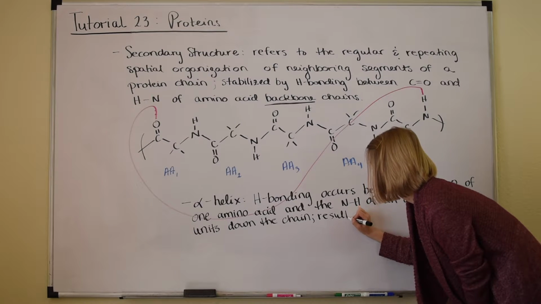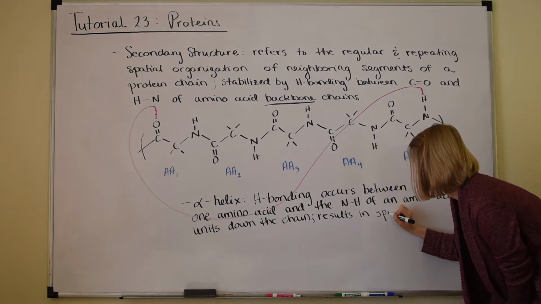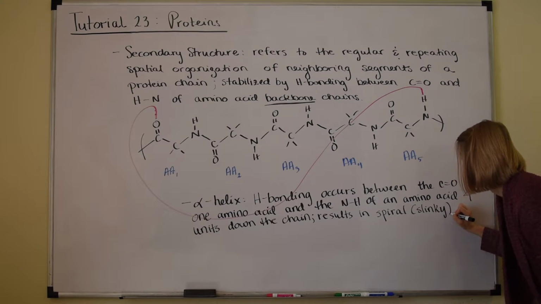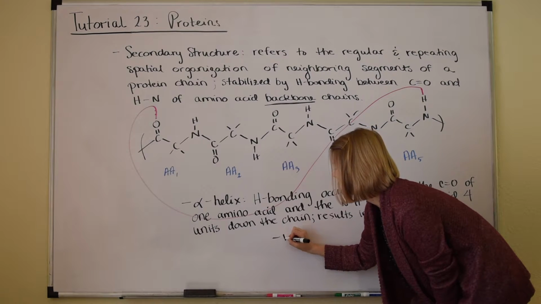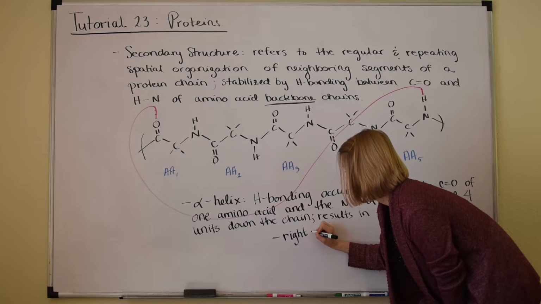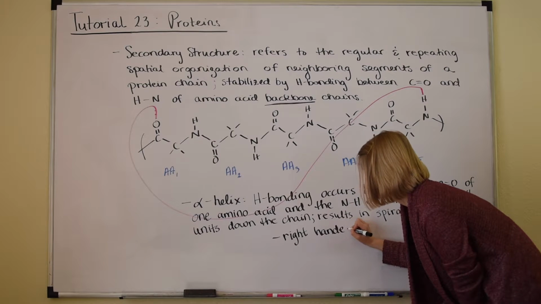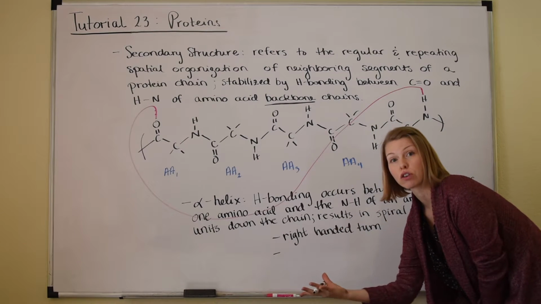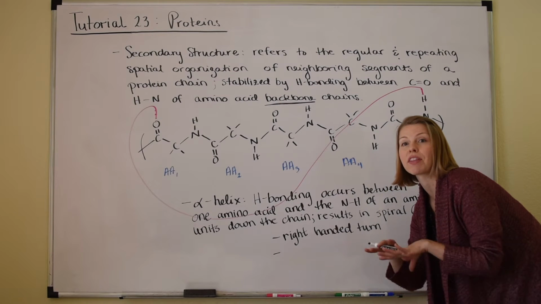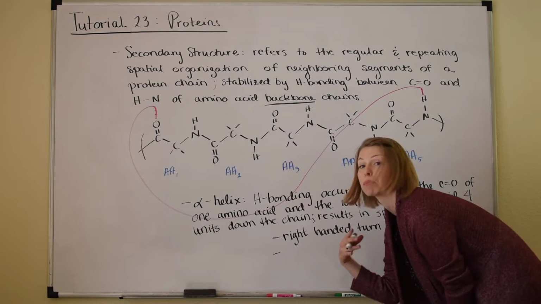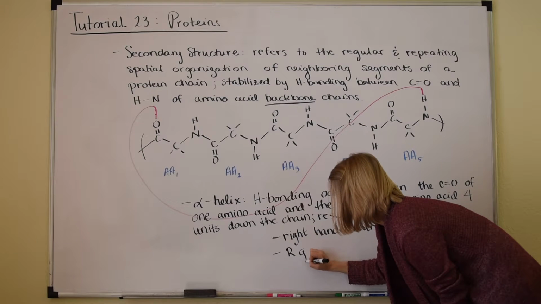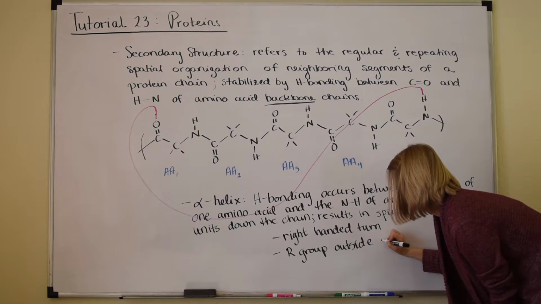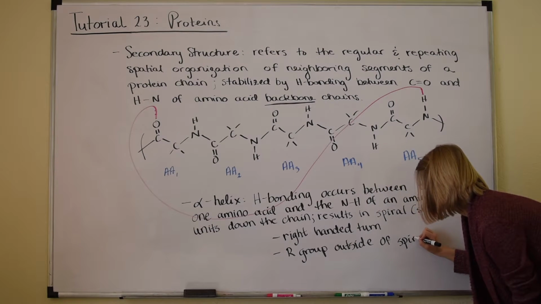Results in a spiral, like a slinky. And that spiral will have a right-hand turn, and all of the R groups, all of the side groups, will be on the outside of the spiral, the coil. R groups on the outside of the spiral or the coil.